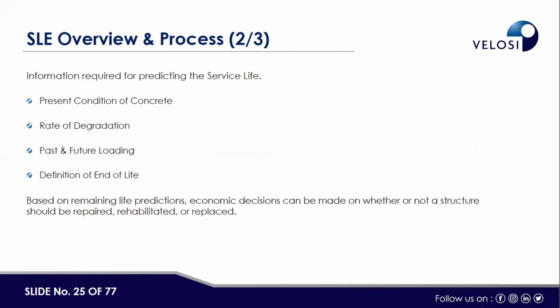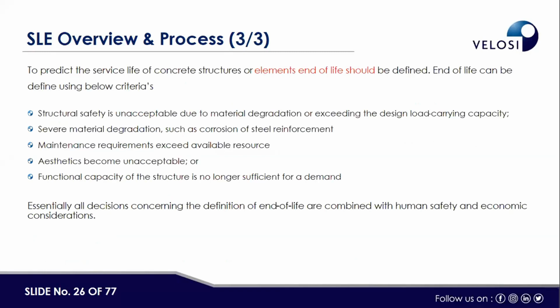Information required for predicting the service life covers the following four major areas: present condition of the concrete, rate of degradation, past and future loading, and definition of end of life. Based on remnant life predictions, economic decisions can be made on whether or not a structure should be repaired, rehabilitated, or replaced. To predict the service life of concrete structures or elements, end of life should be defined.